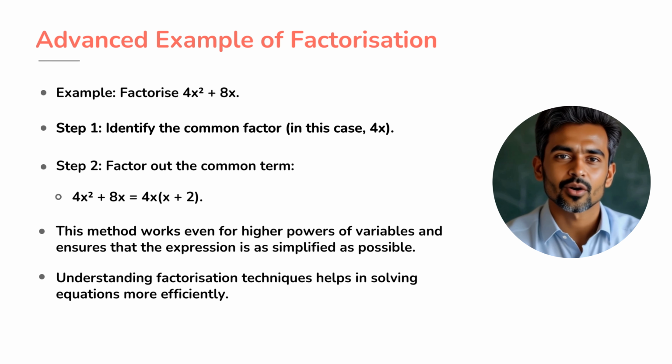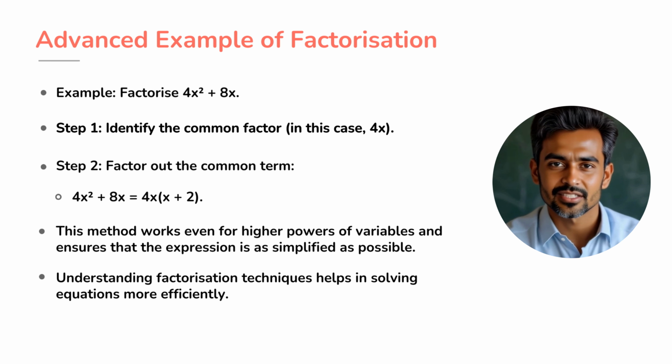Let's now consider a more advanced example, 4x squared plus 8x. Step 1. The common factor here is 4x. Step 2. Factor it out. 4x squared plus 8x equals 4x times (x + 2).